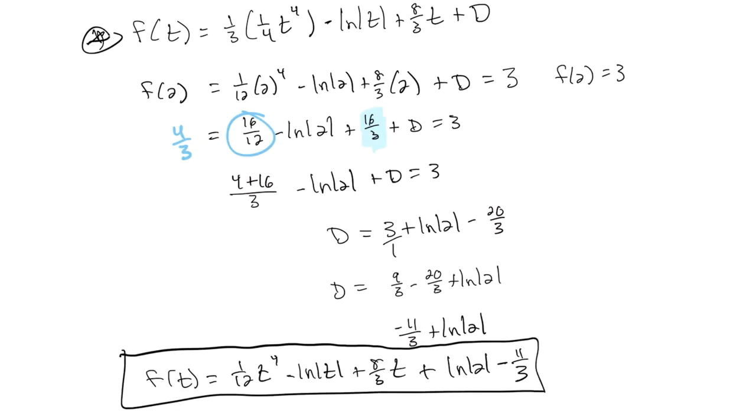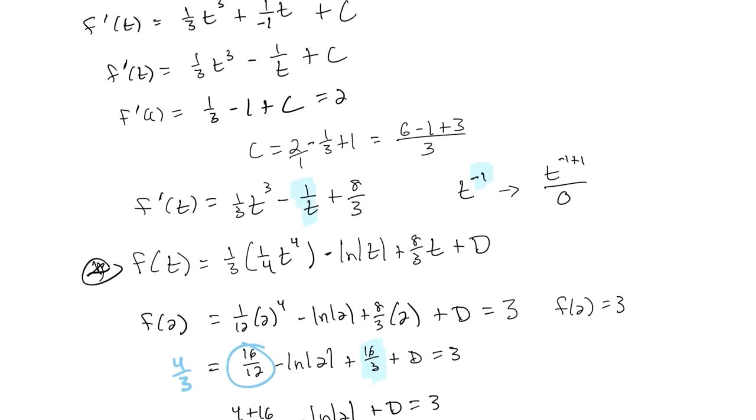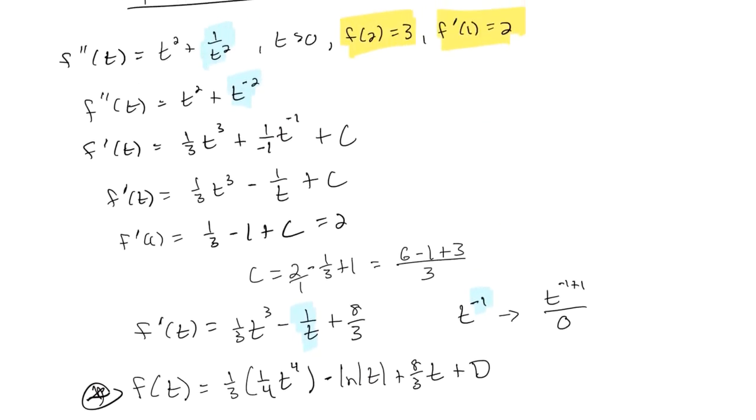Now again, remember that we could take our answer, we could differentiate it twice to just check and make sure we get back to the original values that we were given up here, that f double prime at t be t squared plus 1 over t squared. Alright, I think that's everything I really want to talk about in this video. Everything we've looked at here covers all the basic concepts of antiderivatives. We even looked at an application.